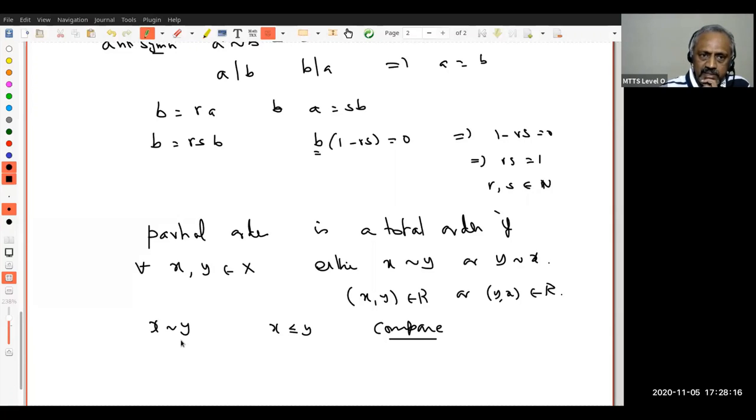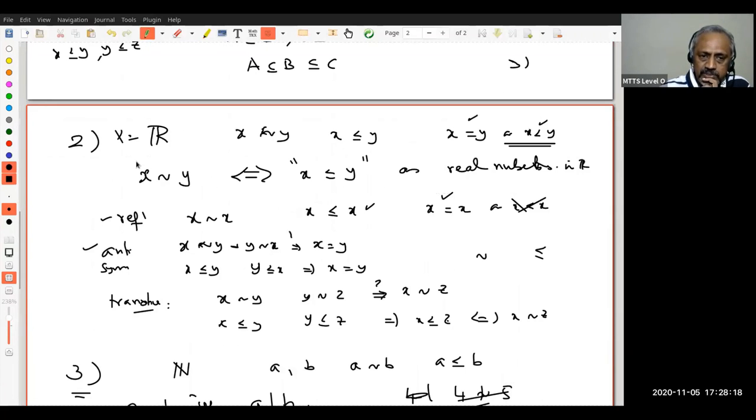Now you can see the example 2 is a total order because given any two distinct real numbers, the law of trichotomy says either x is strictly less than y or y is strictly less than x. You understand that? Therefore, x less than or equal to y is true or y less than or equal to x is always true. You follow that?